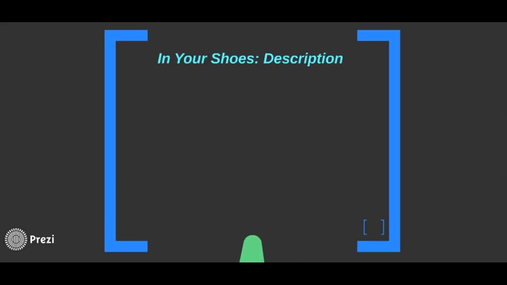In Your Shoes, description. The language that you use to tell your story is important. Language has the power to put the reader in the story with you, to help the reader experience it as you did.